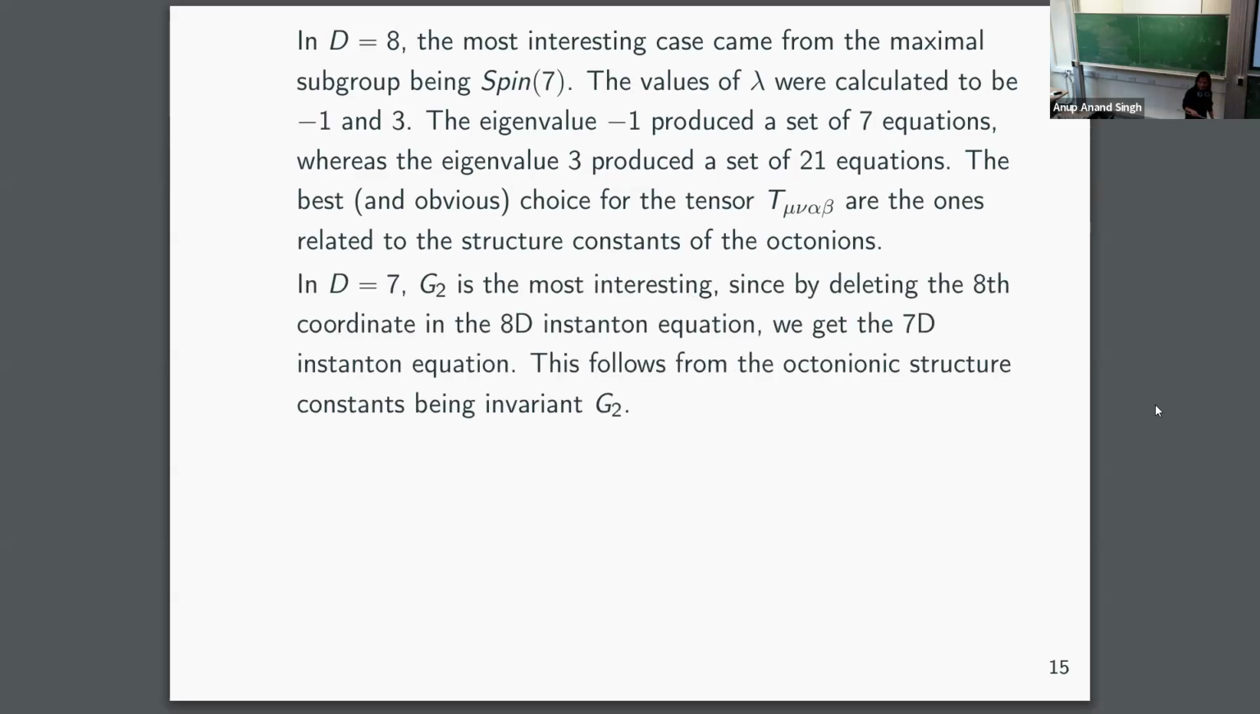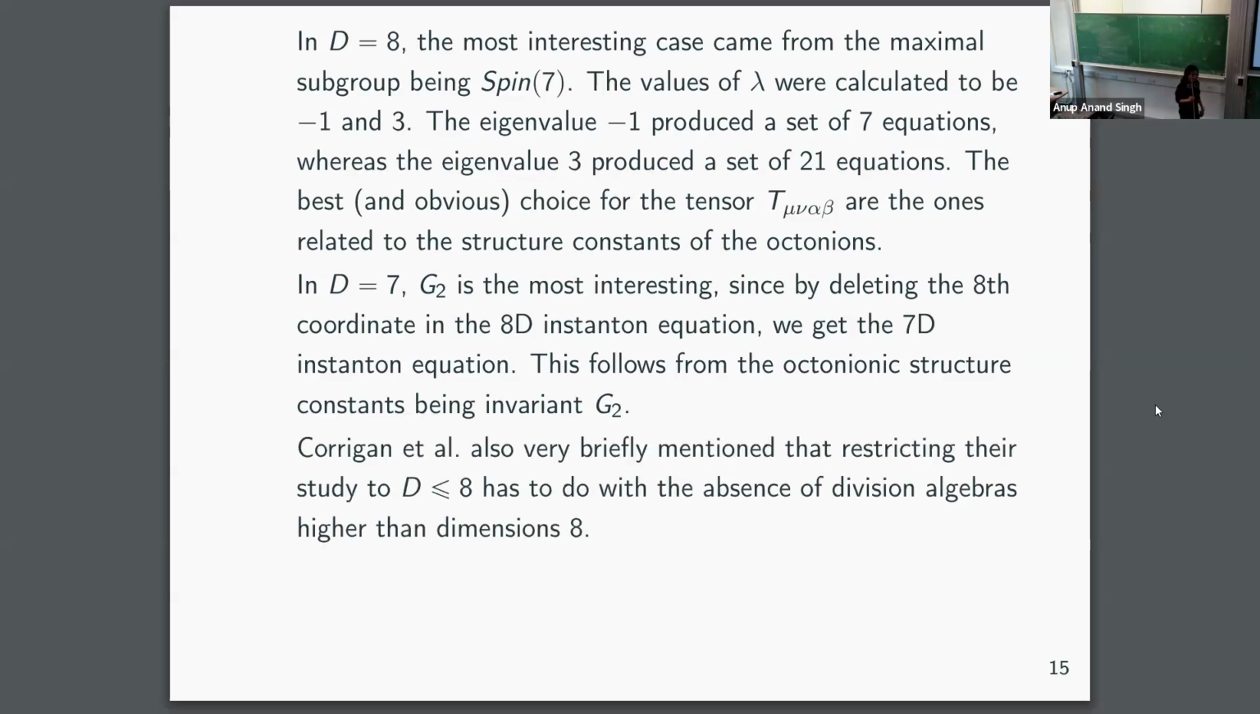So for dimension 7, again G2, considering the maximal subgroup to be G2, maximal subgroup of SO(7), that's the best choice, because since the octonion structure is invariant under G2, you can just delete the 8th coordinate of your instanton equation, and you'll precisely get your 7-dimensional instanton equation.